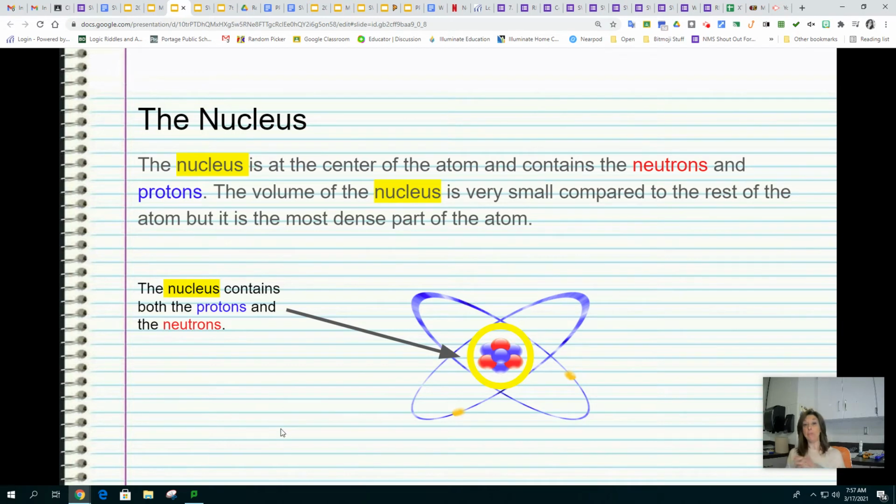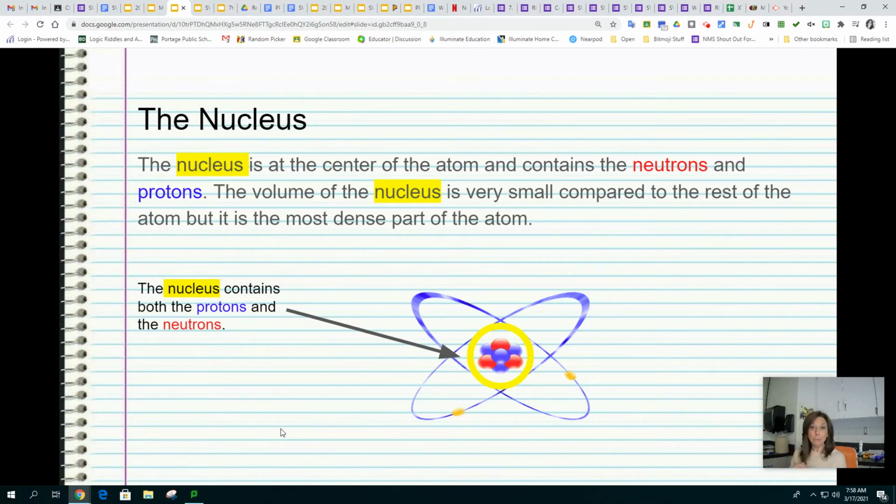All right, so we've been talking about the center. We call that the nucleus. This is the center of the atom and contains the neutrons, which are the most massive part of an atom, and it has a neutral charge. And then the protons, which have a positive charge. They make up the center.